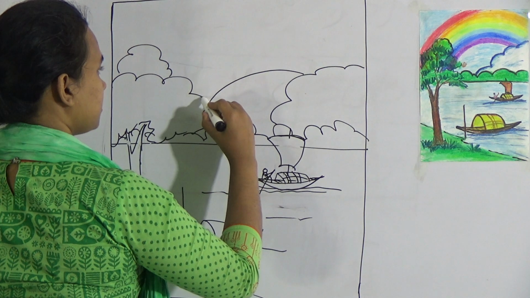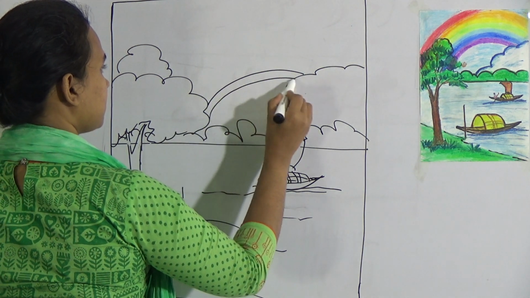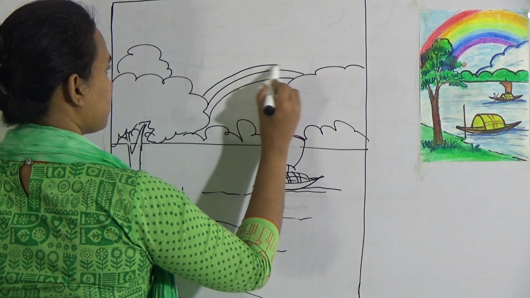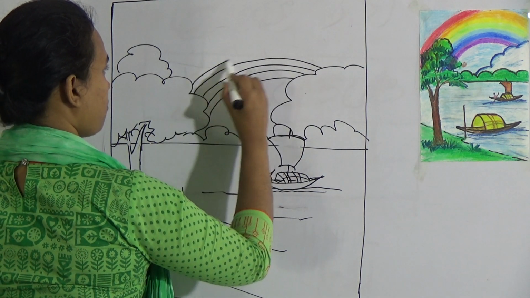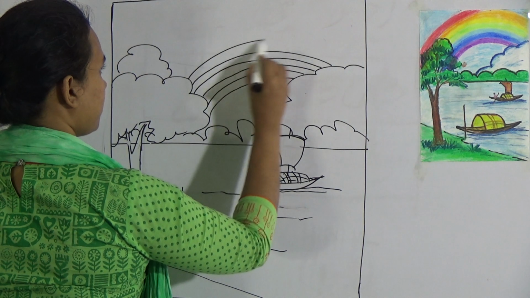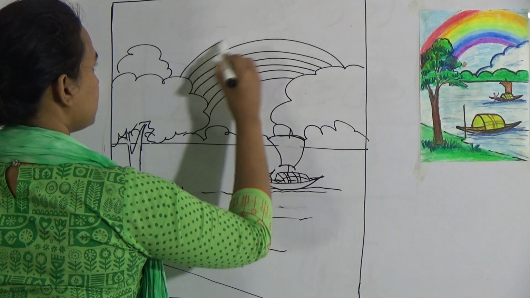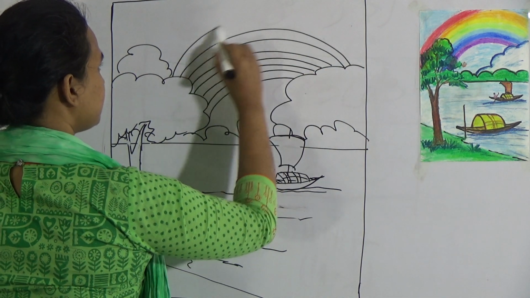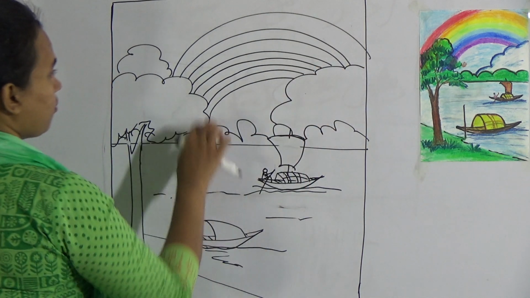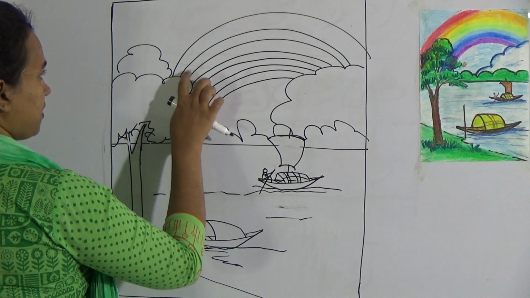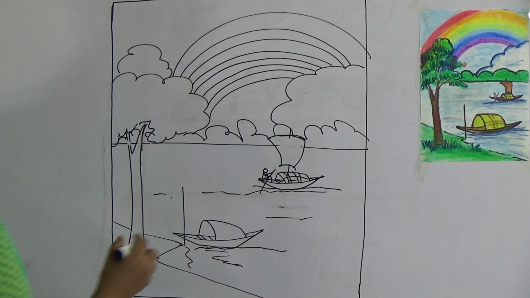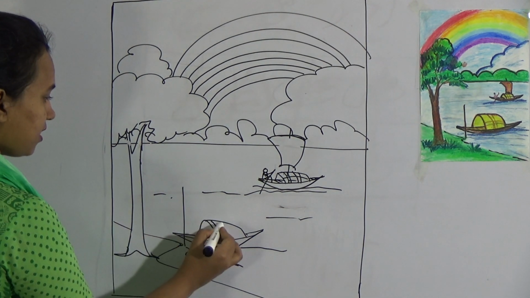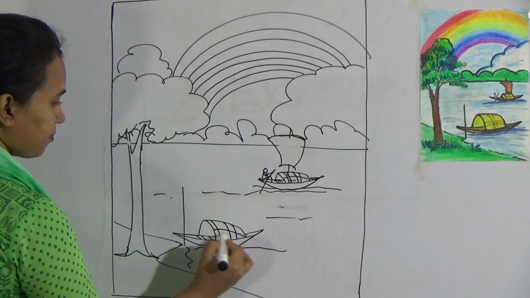1, 2, 3, 4, 5, 6 and 7. Okay, now I will brief you the color. It's a very easy topic, you know that.